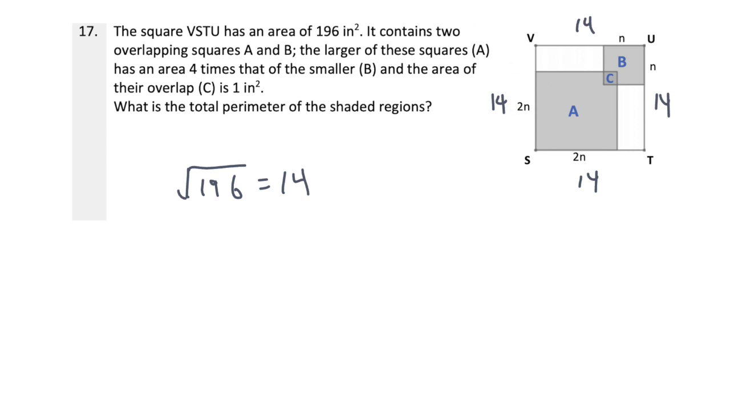Based on this diagram, we can see that the sum of this side and this side is equal to 14. This side and this side is also equal to 14. We also see that this vertical side plus this vertical side equals 14. This vertical side plus this vertical side equals 14. There are 4 pairs of sides that have a length of 14, so the total perimeter of the shaded regions is equal to 4 times 14, which is 56. So the answer to this problem is 56 inches.